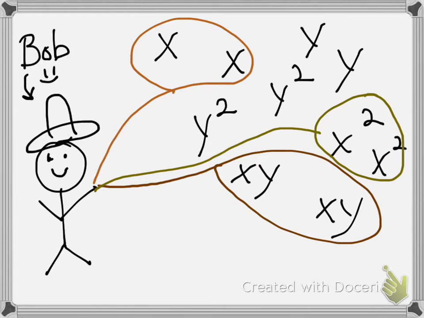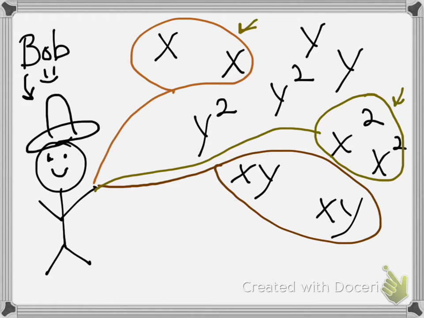Now, he thought about it for a minute. He almost lassoed his X's with his X squareds. But he said, well, they look a little bit different. So he couldn't exactly decide if they went together. So he decided to be on the safe side, he was going to keep his X squareds separate from his regular X's. Good choice, Rancher Bob.